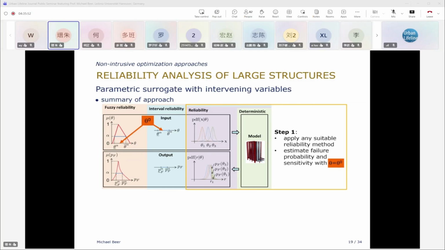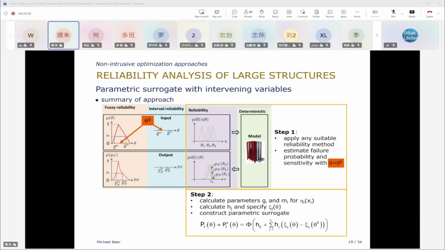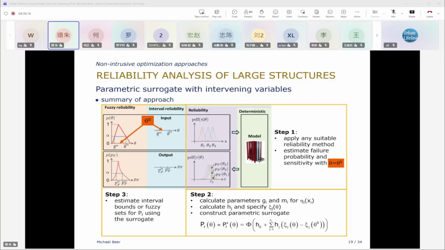So now we use this sample in order to estimate our intervening variables. Out of one sample, we can basically estimate everything in order to put up the surrogate for the failure probability. Once we have the surrogate, this tells us how PF depends on theta. That is a numerical approximation, which is easy to calculate. Once we know the surrogate, we can easily calculate the bounds, and that for any kind of level. So that is basically solving the whole problem with a one-shot sampling analysis for the reliability.